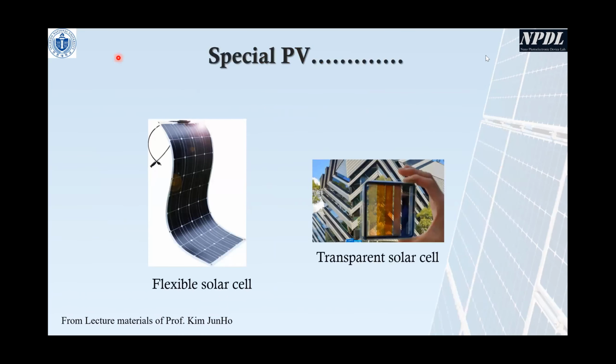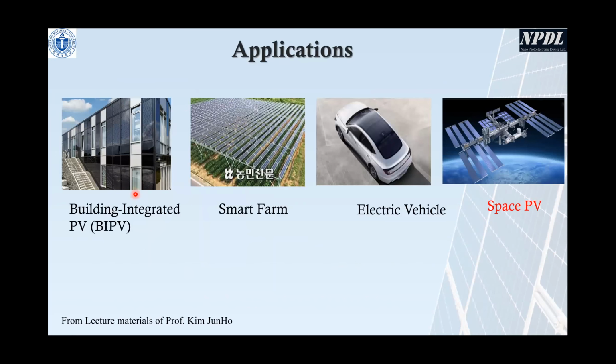And there are also several special types of solar cells. These are flexible solar cells and transparent solar cells. Both of them are used for commercial purposes. Flexible solar cells are used in electric cars and apartments and in other multi-purpose cases. An application of solar cells is building integrated PV, which means we can cover the building with solar cells, and then it can generate electricity automatically. Smart farms, electric vehicles, and also special space photovoltaics all use flexible or similar solar cells.